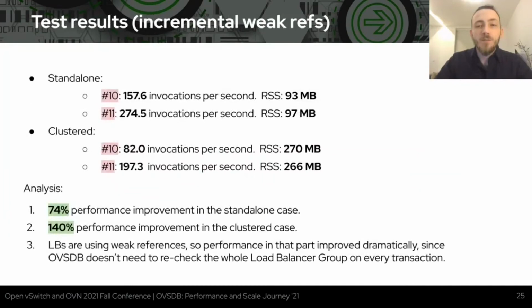And the performance improvement is about 74% in the standalone case and 140% in the clustered, going from 82 to 197 OVSDB-client invocations per second.